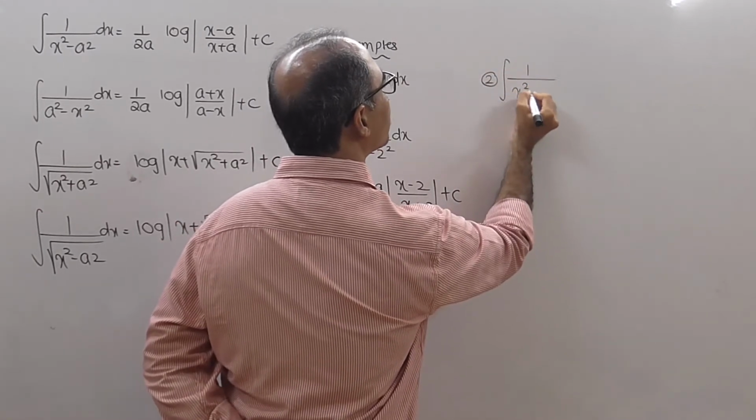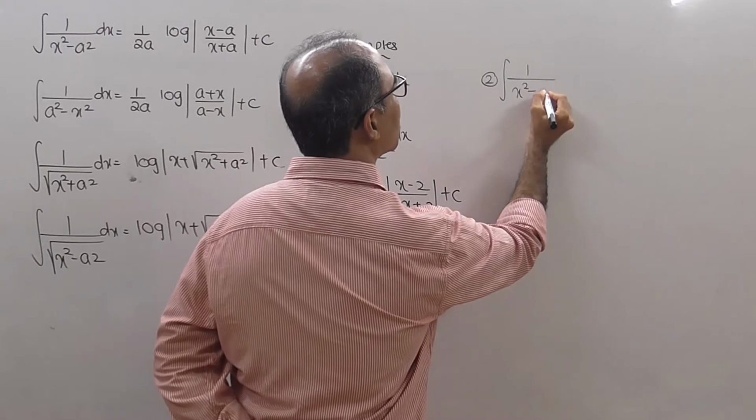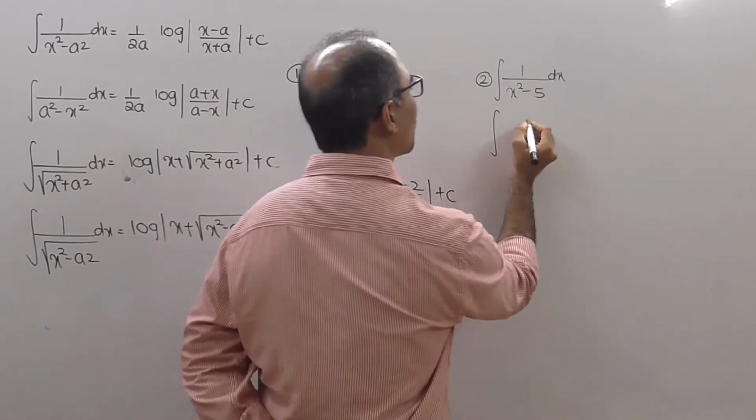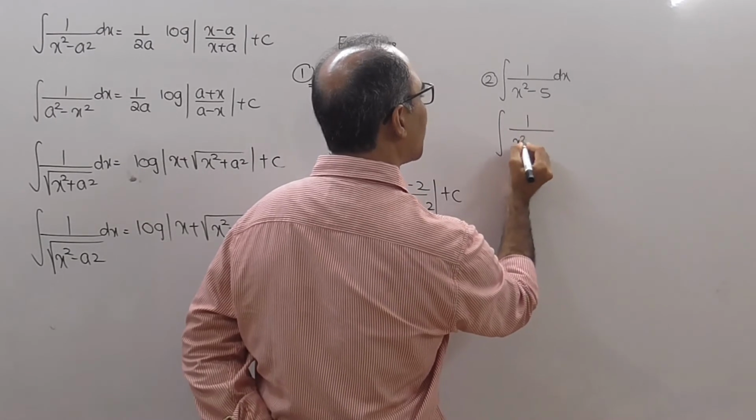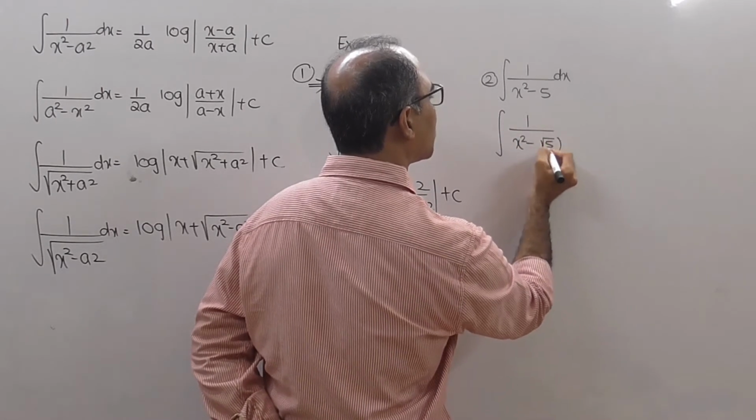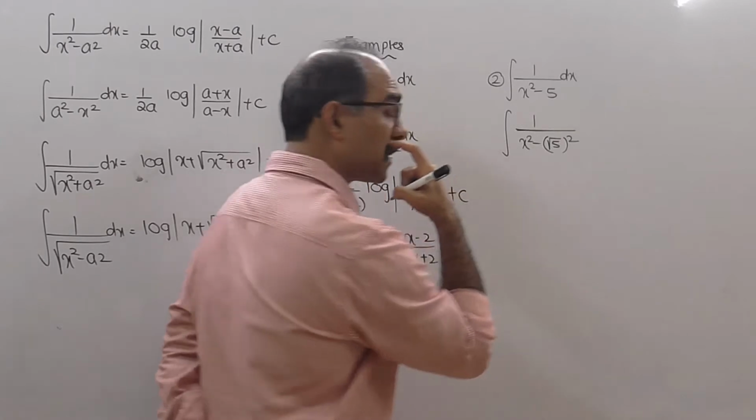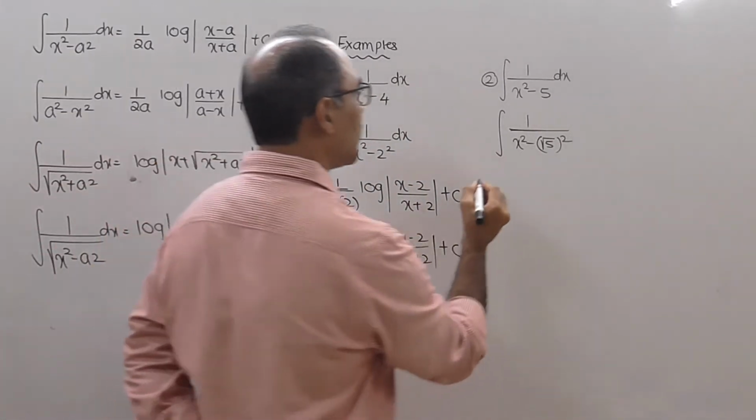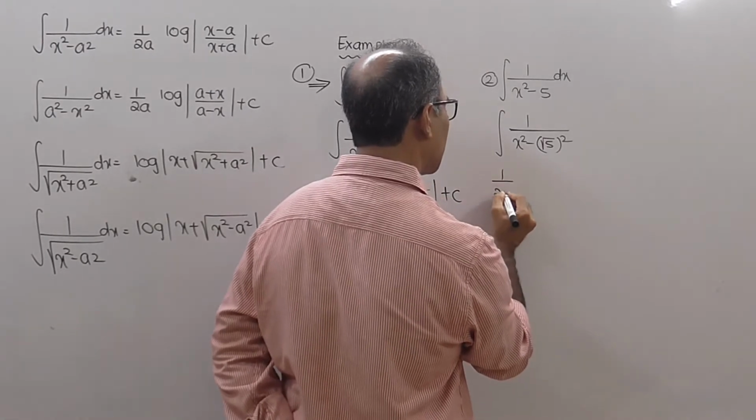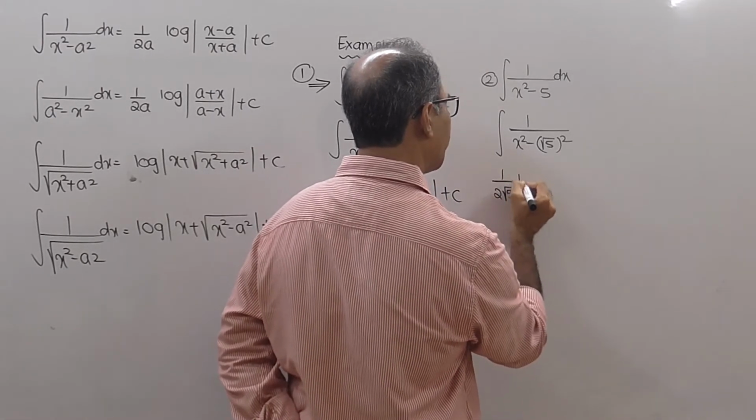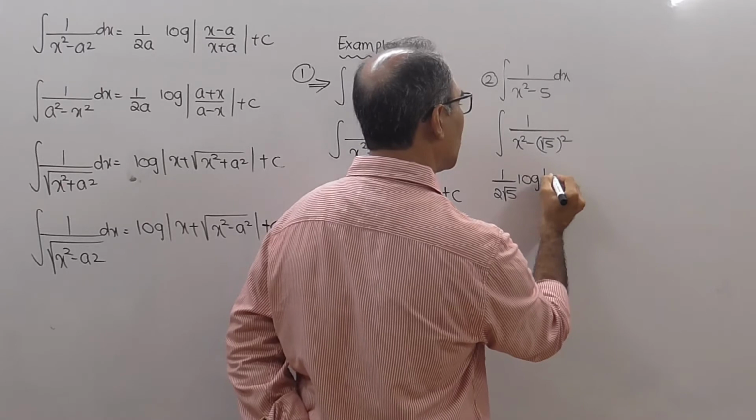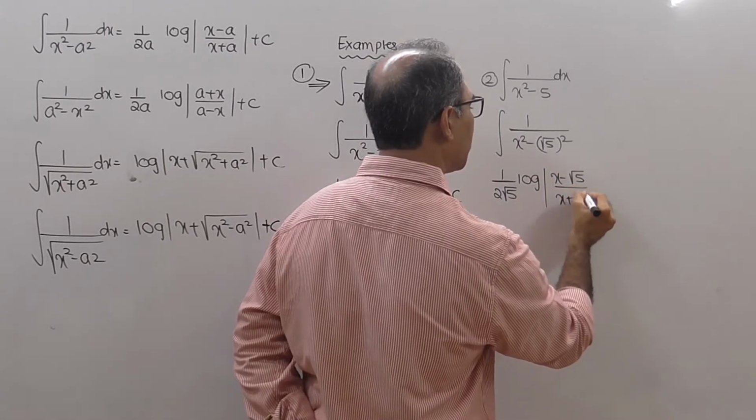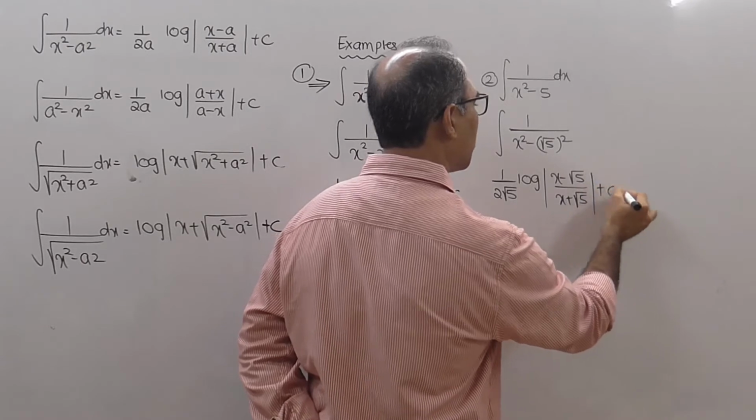1 upon x square minus 5. Since 5 is not a perfect square, we can write it as root 5 the whole square. So now this is in the form of integration 1 upon x square minus a square. The answer is 1 upon 2a log modulus x minus a upon x plus a plus c.